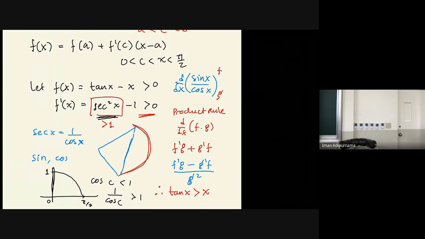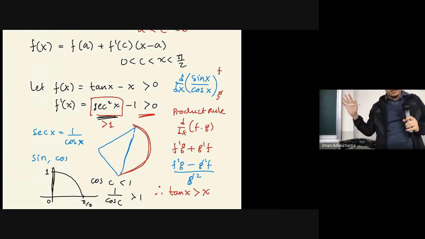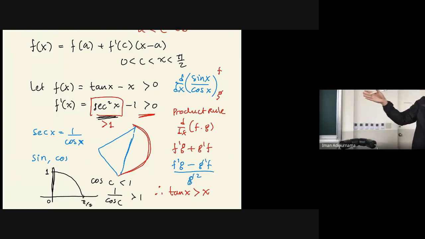I will stop here because the next one is the new section, the maximum minimum theorem, the extreme value. I will stop here to give you some moment to think, and if you have questions, you can ask. Do you have any questions? I think for proofs, you get the idea how to prove. Is that okay?